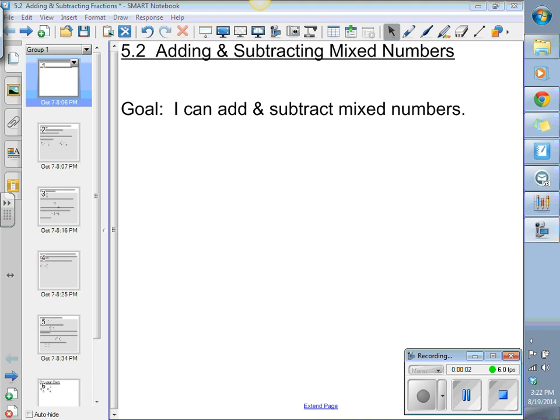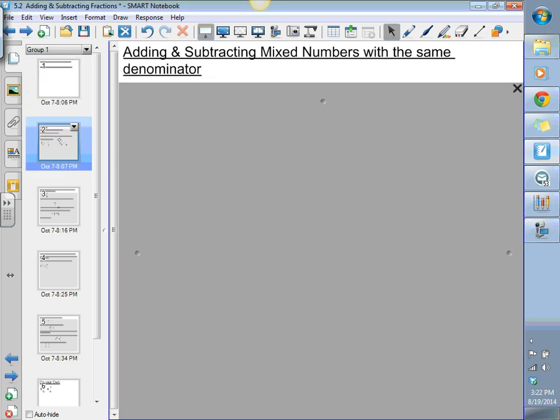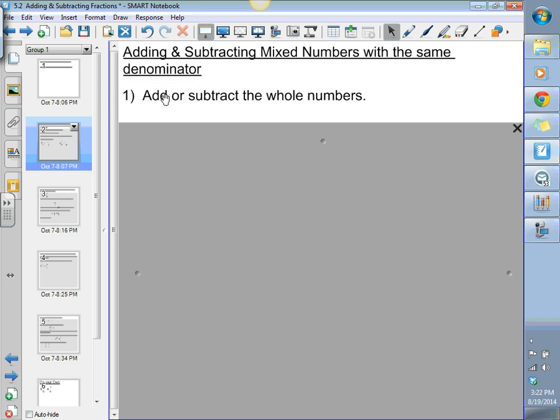Today's lesson is adding and subtracting mixed numbers. Our goal is that we can add and subtract mixed numbers. Adding and subtracting mixed numbers with the same denominator.